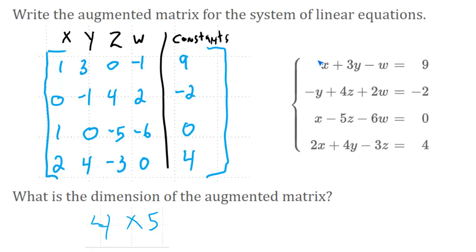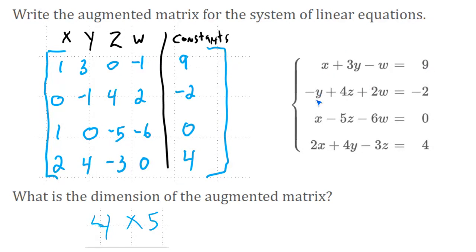So in the first row, if you notice here where I have my pointer, I have an x, so the number in front is a 1, so I placed it here. Then we have a 3, so that would go up here. I don't have a z, so I still need to represent it with a 0. And then I have a -1 for w, and a 9 for the constant.